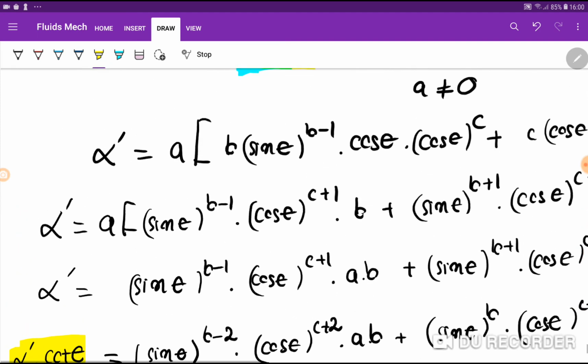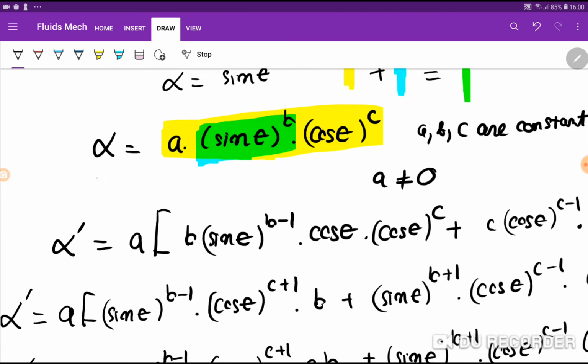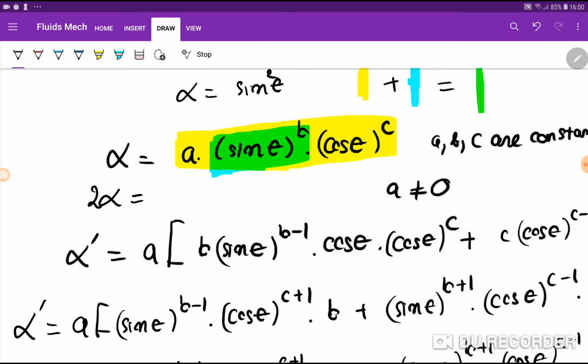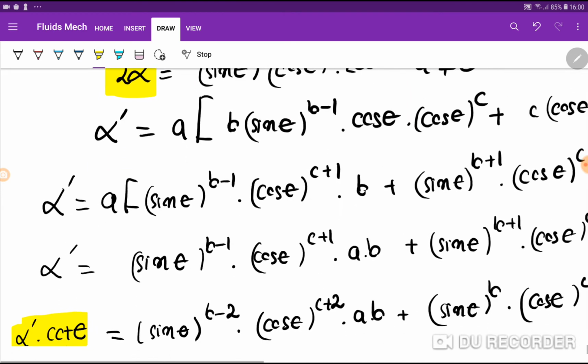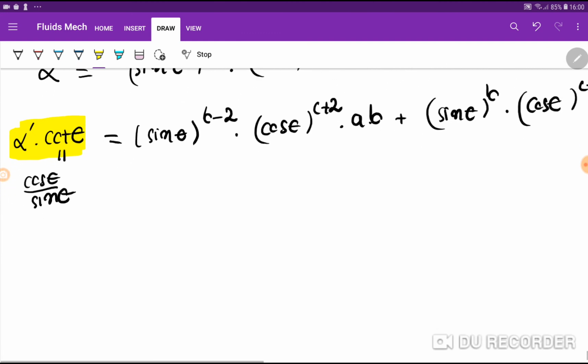I'm going to write 2 alpha as well, so later we just add them together. You see what I'm saying? 2 alpha equals sine theta to the b cos theta to the c times 2a. I'm going to highlight that. We have this term, we have that term, and now we're going to find the beast, alpha prime.